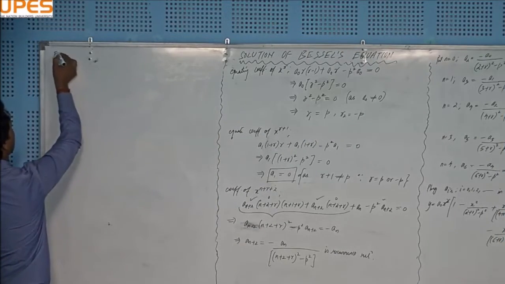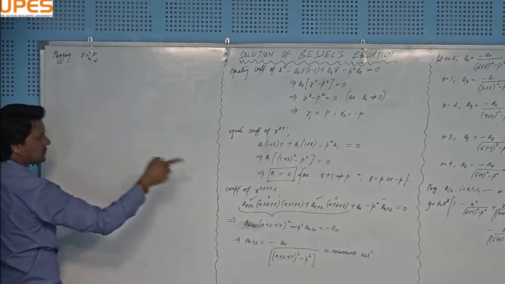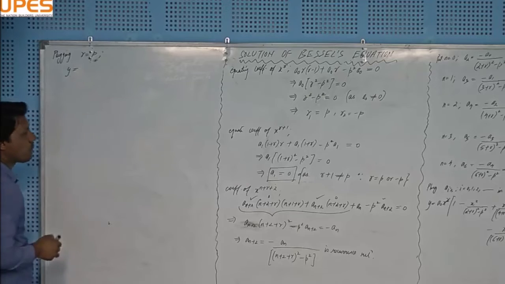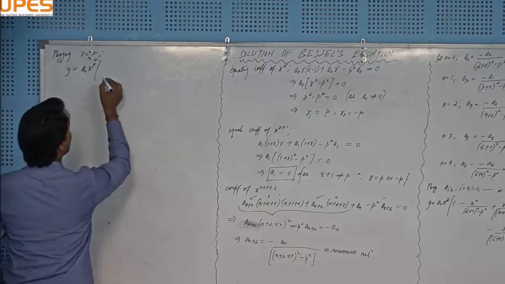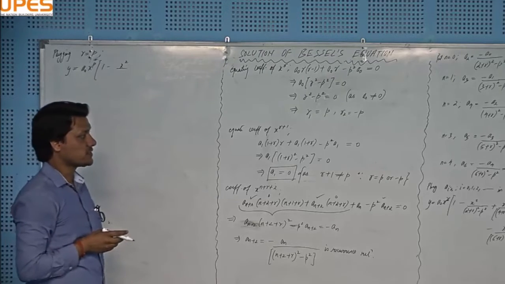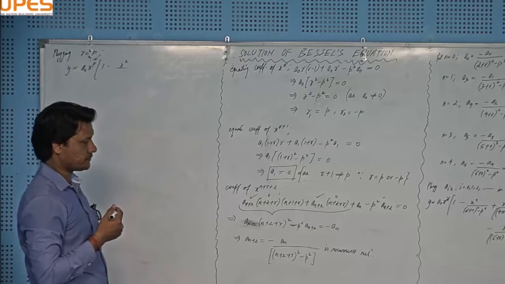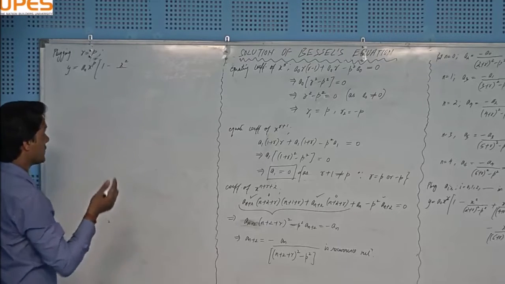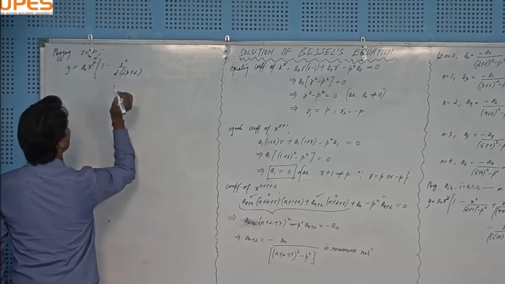So on plugging r equal to p here in that solution, you will get y equal to a naught x to the power p times 1 minus x square divided by 2 plus p whole square minus p square. That will become p plus 4 times 2, right? 2 plus p plus p, sorry, 2p plus 2. That will become, I think, 2p plus 2 and multiplied with the 2, right?